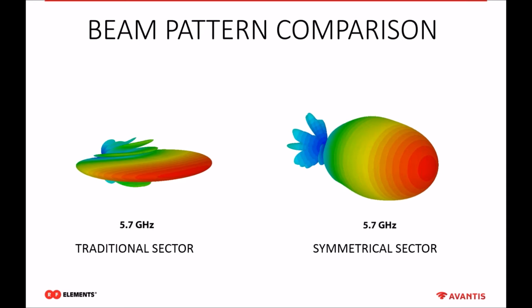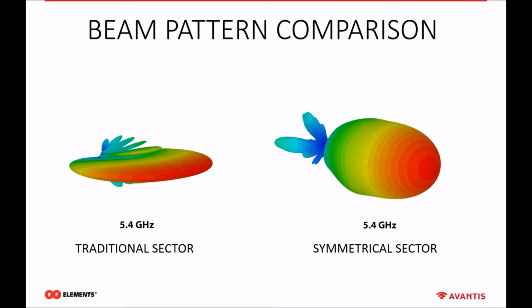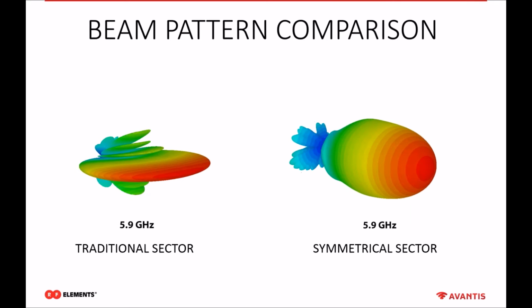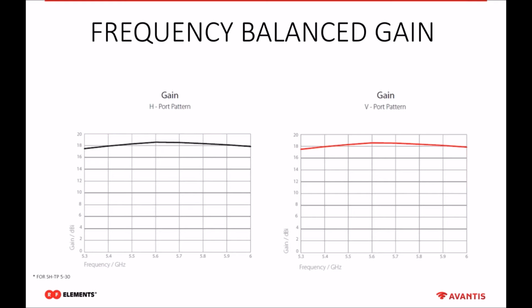Here you can see that with the traditional sector antenna, the beam changes a lot when you change the frequency. The beam of the symmetrical sector antennas is very unique, but it also has more interesting features. One of these is the gain. The gain is frequency balanced across the whole spectrum. In 5 GHz, you can see this one is for the symmetrical sector 30-degree antenna, and here you can see that it's still more or less around 18 dBi.